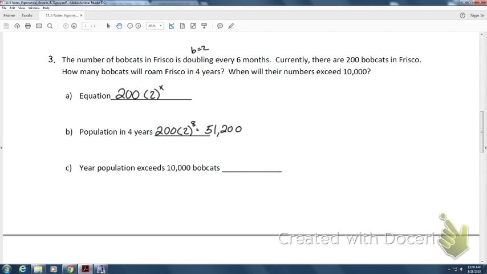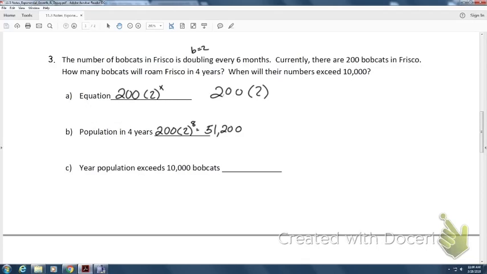Now, let's go through this before we answer C. Let's go through this equation as if we had used the doubling time formula. I would still have the same initial value, 200. It's still doubling. But now I'm going to do that t over k exponent.